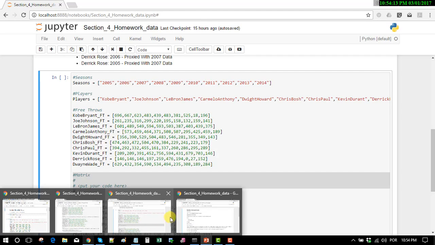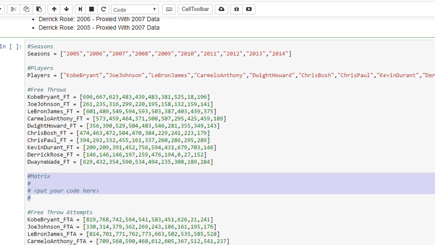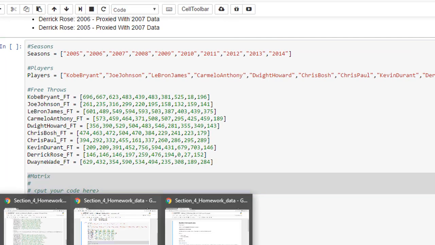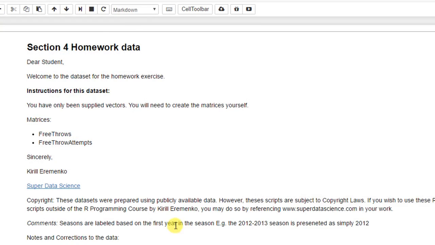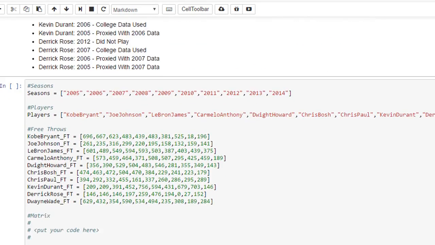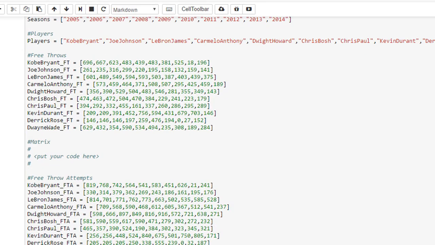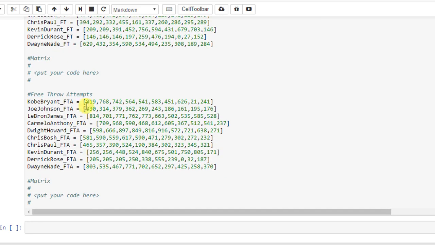Python notebook. Let's take a look at this. Here it is. This is the Jupyter notebook with the data sets. We have the seasons, we have the players, the arrays of free throws, and the arrays for free throw attempts. So our first assignment here is to build a matrix using these arrays.